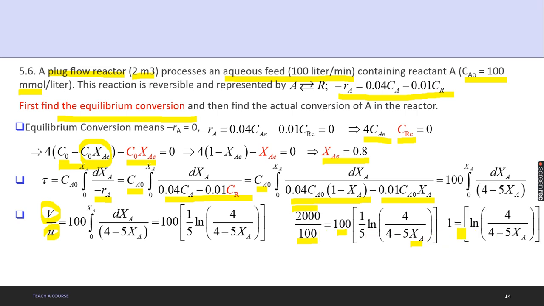Just rearranging, it becomes ln of 4 by 4 minus 5x equal to 1. So just do the exponential, then it becomes 4 by 4 minus 5x equal to 2.718, and if we continue we will find x equal to 0.5056. So in this case we are finding the conversion value is actually 0.5056.